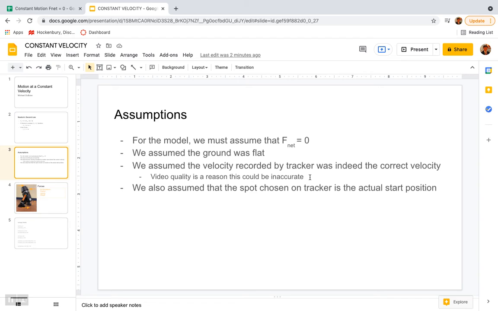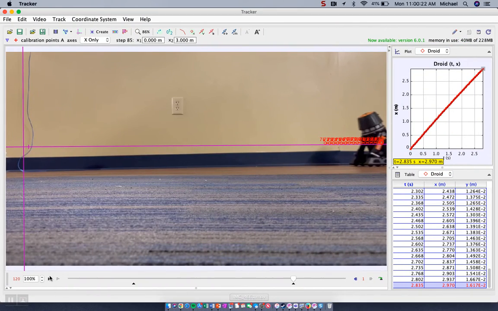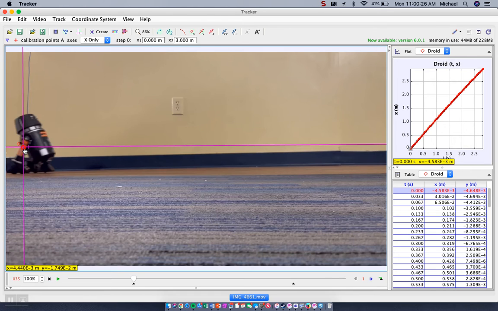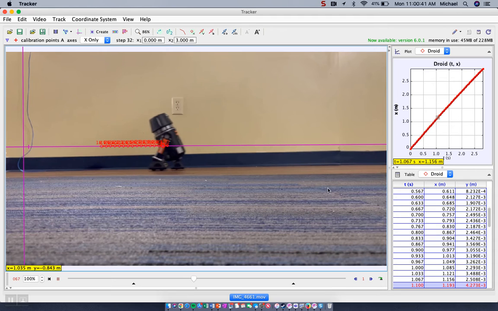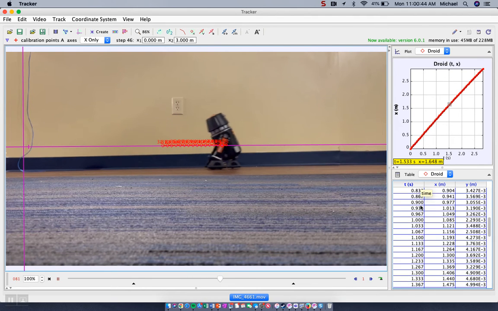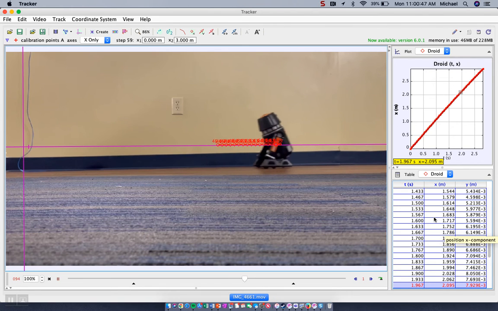We also had to assume that the velocity recorded by Tracker was indeed the correct velocity. Tracker could easily not be able to trace things simply because the video quality is not stellar. We also had to assume that the spot chosen on Tracker is the actual start position. As you can see in my Tracker model here, the start position I chose is right here. That could or could not be inaccurate based on where we're starting, and my model has accounted for some of that error. So as you can see, Tracker is tracking this as it moves through space across the x-axis that I've set up, and it continues to print out data that we'll be using to make our model here.